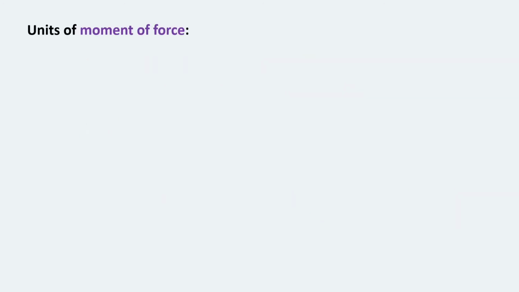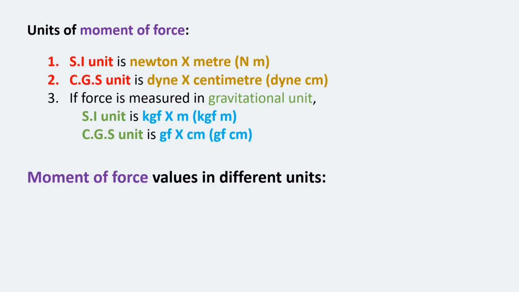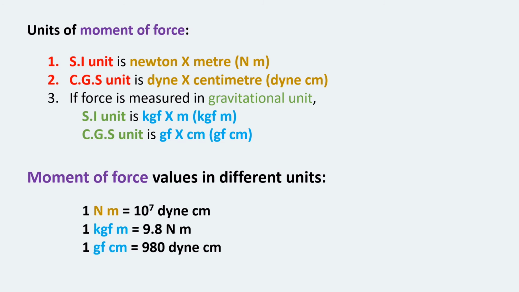Now let's learn the units of moment of force in different systems. First, the SI unit is Newton meter. In CGS, it is dyne centimeter. And in gravitational units, the SI version is kilogram force meter, and the CGS version is gram force centimeter. Now the moment of force values in different units are as follows. 1 Newton meter equals 10 power 7 dyne centimeter, 1 kilogram force meter equals 9.8 Newton meter, and 1 gram force centimeter equals 980 dyne centimeter.